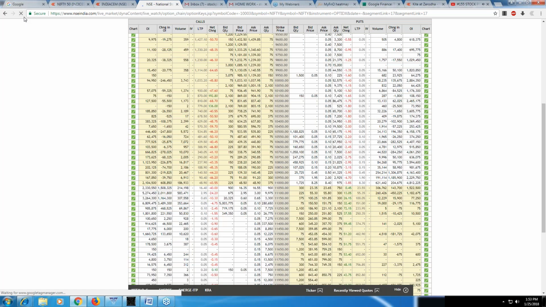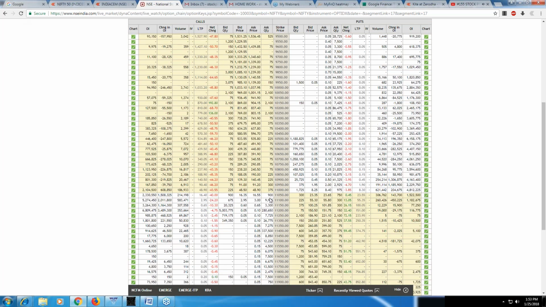Now, again, the scenario is almost the same. There is not much of a change. It means simply that Nifty has high resistance at all the levels: 11,050, 11,100, 11,150, 11,200. All the levels have resistance. And the support comes at 10,950.